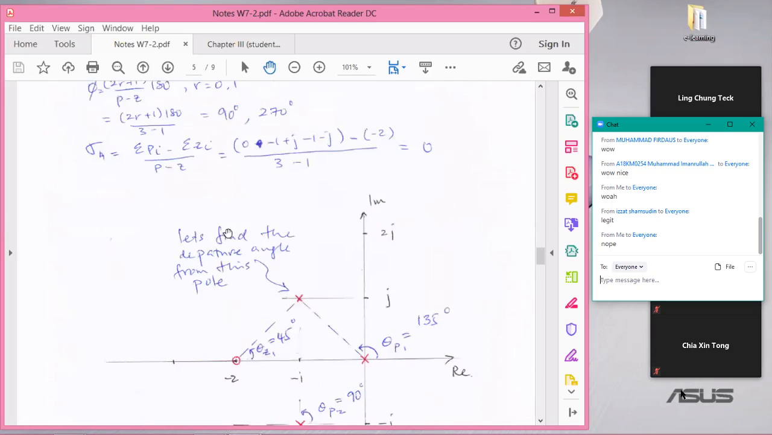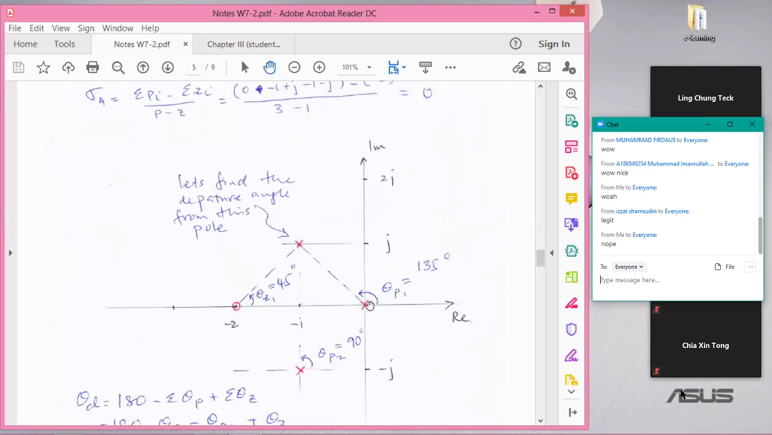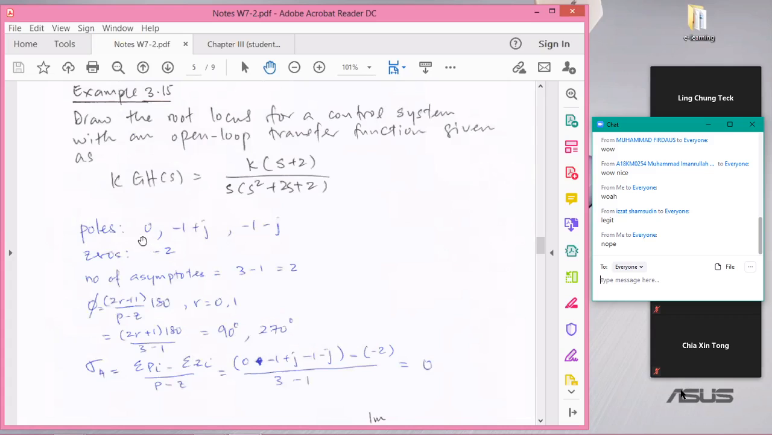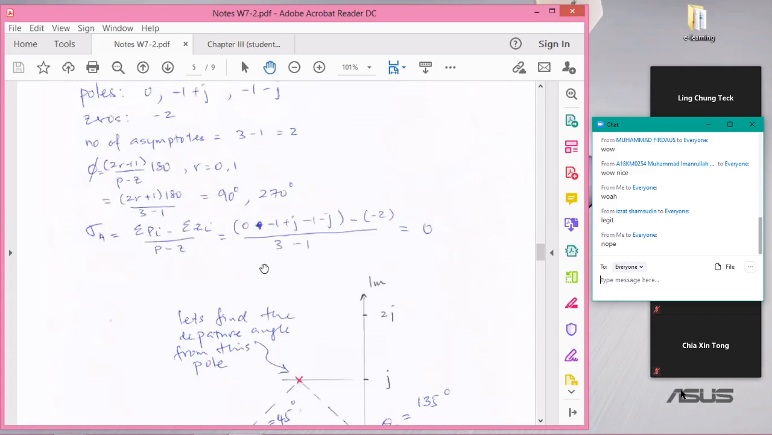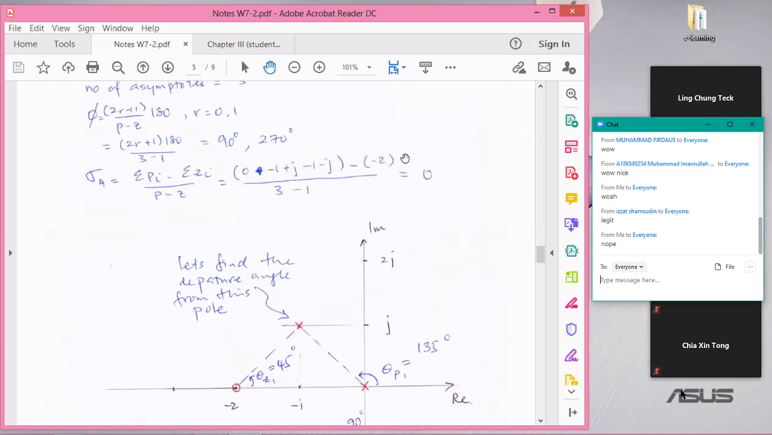So the intersection of asymptotes is exactly at the origin, coinciding with the first pole. The first pole is also at the origin. The intersection of asymptotes in this case also coincides with our first pole here.